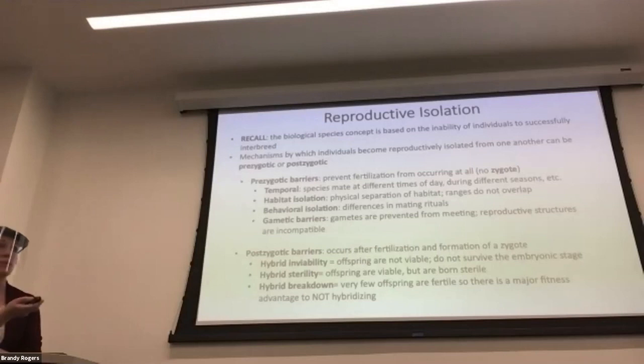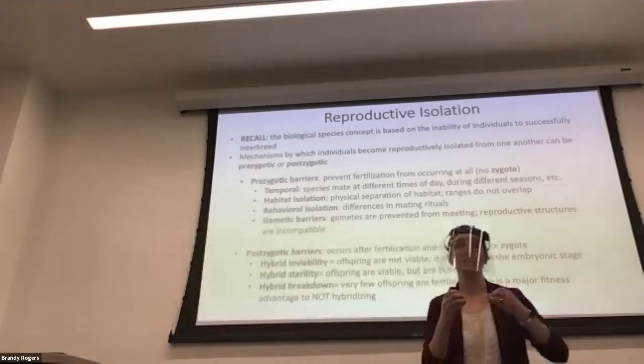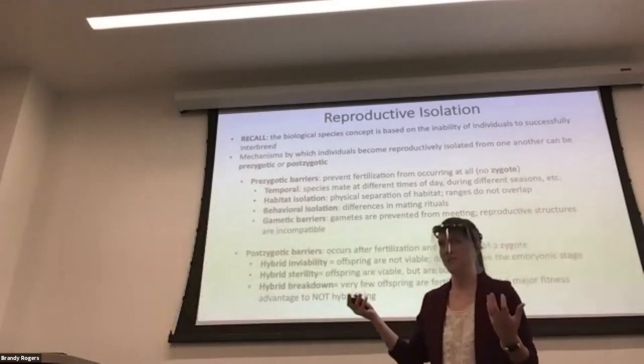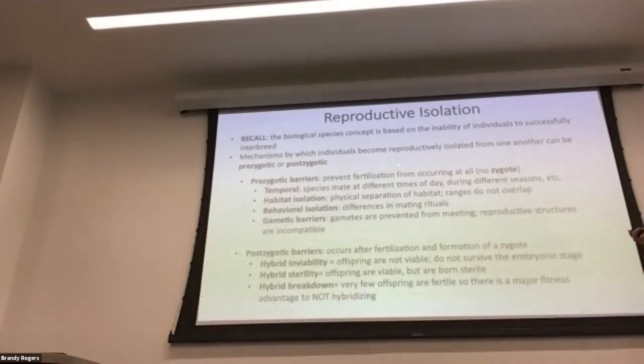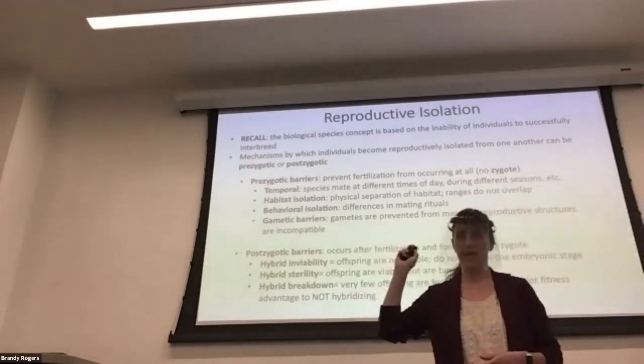Remember, if you are a biological species, then you must be able to interbreed with others of your same species in order to be the same thing, right? So that's the definition that we're using. So if you're separated, how are you separated? There are two subdivisions of these types of isolation, pre-zygotic and post-zygotic.